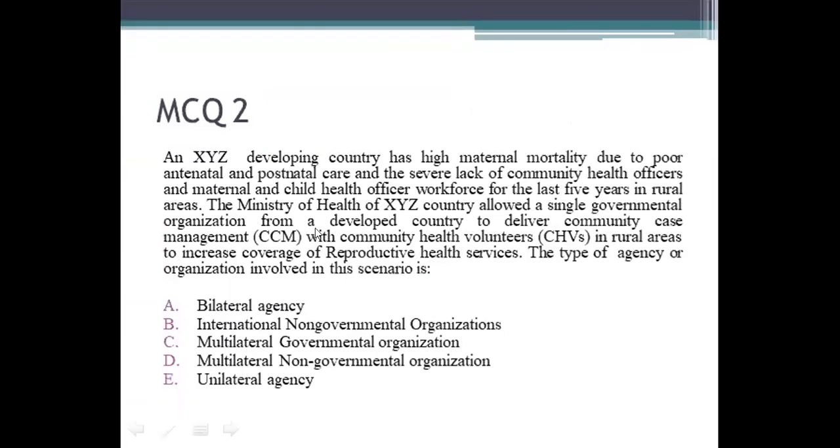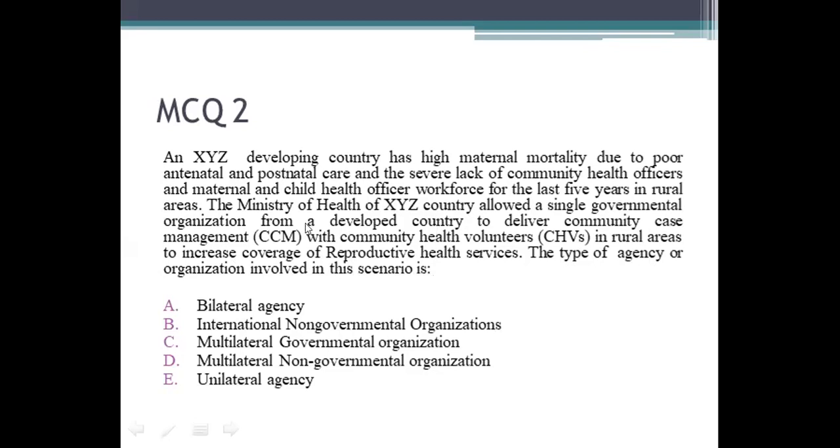MCQ 2. An XYZ developing country has high maternal mortality due to poor antenatal and postnatal care and a severe lack of community health officers and maternal and child health officer workforce for the last 5 years in rural areas. The Ministry of Health of XYZ country lauded a single governmental organization from developed countries to deliver community case management with community health volunteers in rural areas to increase coverage of reproductive health services. The type of agency or organization involved in this scenario is: A. bilateral agency, B. international non-governmental organization, C. multilateral governmental organization, D. multilateral non-governmental organization, or E. unilateral agency.